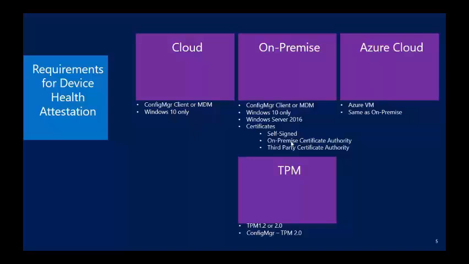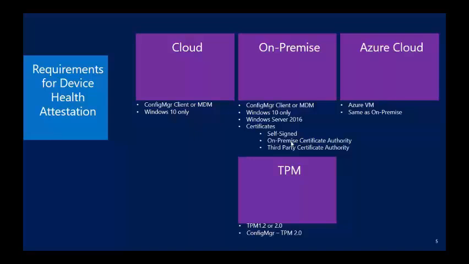On-premise, again, Windows 10 only can be handled ConfigMgr client or MDM. It does require you have Server 2016 in the environment, and it does require certificates. So these certificates can be in pretty much any form. They're really simple X509 certificates, just standard X509 certificates. You can generate self-signed. That's what I do in my lab in the demo just because it's convenient. You can use an on-premise certificate, 3rd party, whichever you want, for ease of deployment.